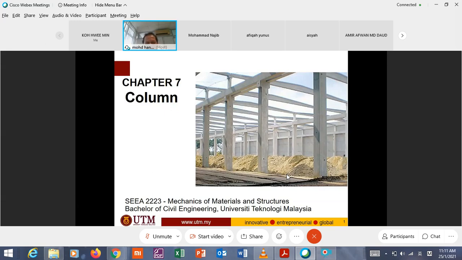Okay, column. So we have done beam. We have done truss, and now we go to column. This is the procedure in construction. You start with the truss, and then go to beam, and then go to column. And the last part of building is what? A footing. And you learn how to design footing or how to analyze footing the next semester.